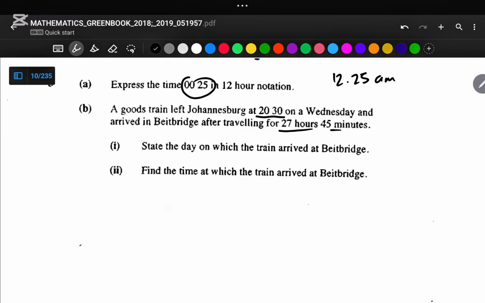All right. So given that the goods train departs from Johannesburg at 20:30, and then travels for 27 hours 45 minutes, what you can simply do here is add 27 hours 45 minutes to this, but we can also say how many hours and minutes are left for us to complete this day, Wednesday? So you can subtract 20:30 from 24:00, and you're left with 3 hours 30 minutes. So if we add 3 hours 30 minutes to this, it will become 00:00, that is 12 a.m.